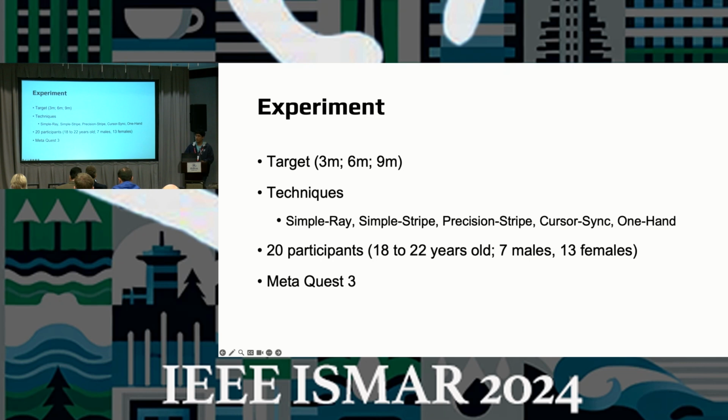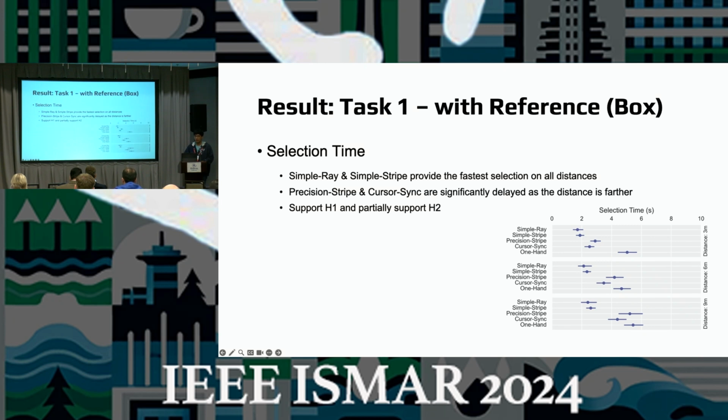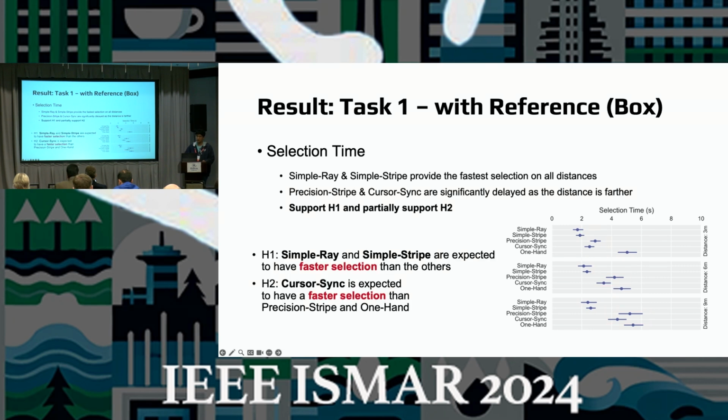We had an experiment with 3 target distances, 3, 6, and 9 meters, and 5 techniques with 20 participants using a MetaQuest 3 device. From the first task, the selection time result shows that simple A and simple strip provide the fastest selection on all distances. And precision strip and cursor sync are significantly delayed as the target distance is further. So this result supports hypothesis 1 and partially supports hypothesis 2 about the faster selection.